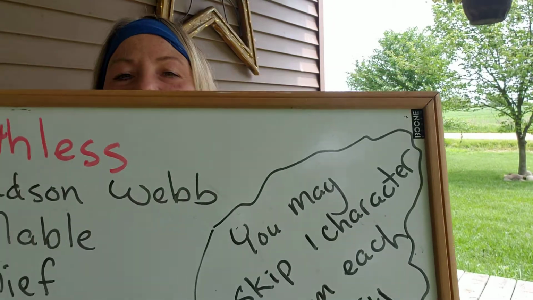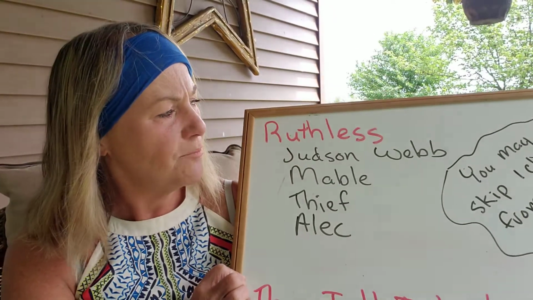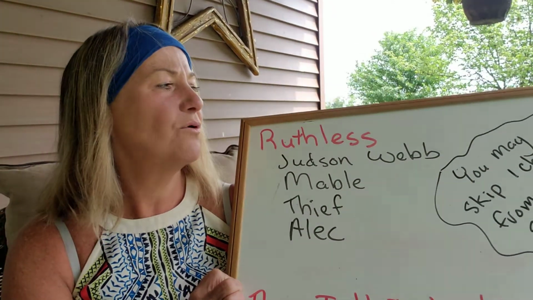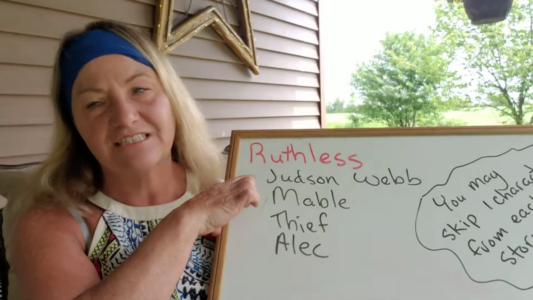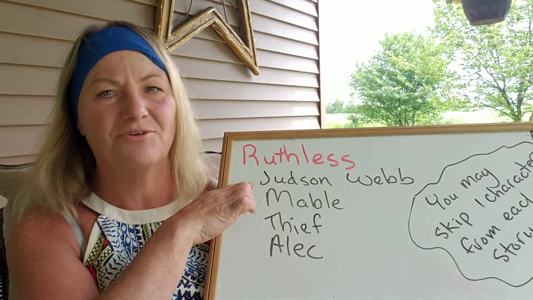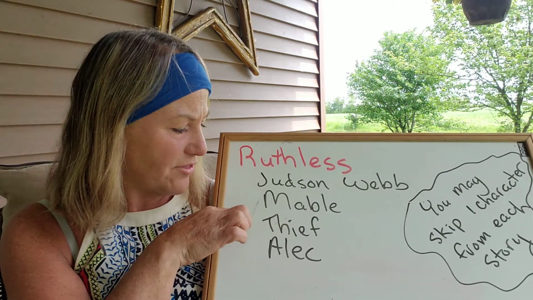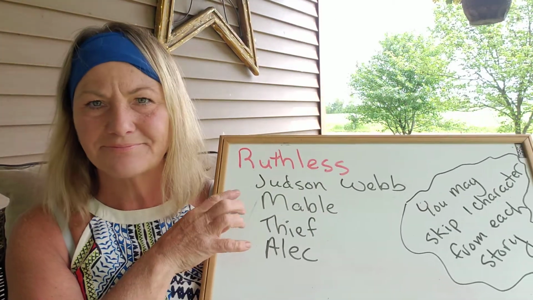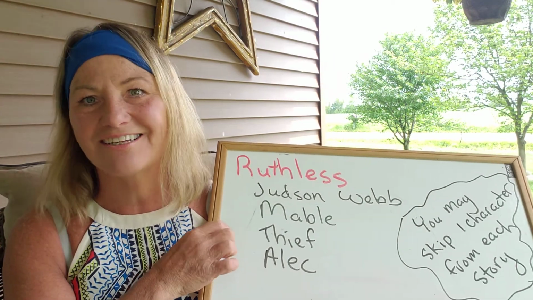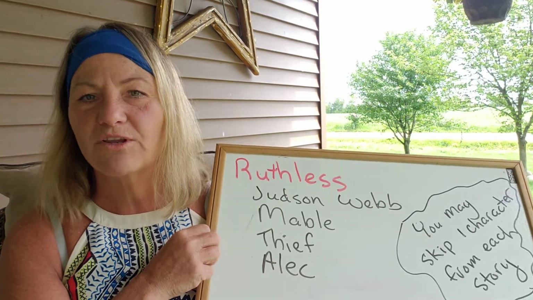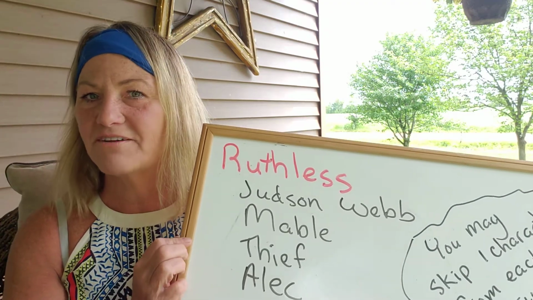In this little spot over here, you can see that I wrote, you may choose or you may skip one character from each of the stories. So you can choose to skip Judson. I probably wouldn't if I were you. That'd be terrible. You wouldn't be able to really do that. Mabel, the thief, or Alec. The thief might tie in really well to the story, The Telltale Heart. So choose whichever one you want to choose, but you can only skip one of these characters.